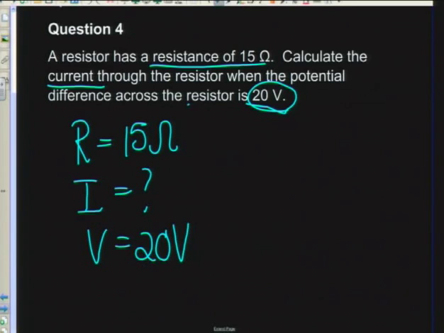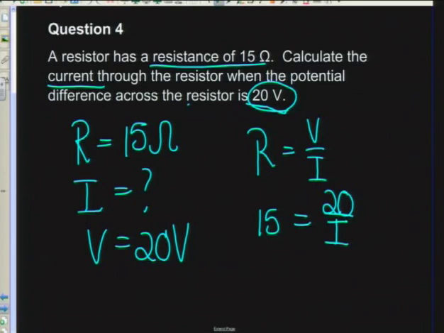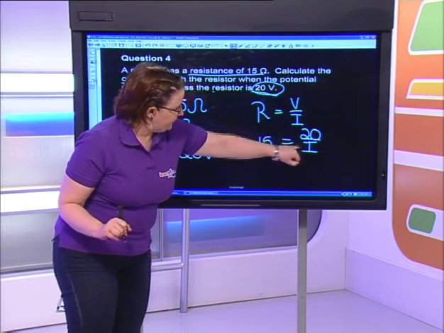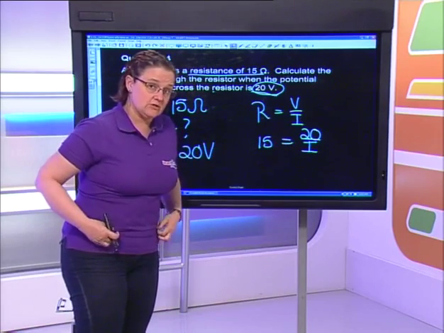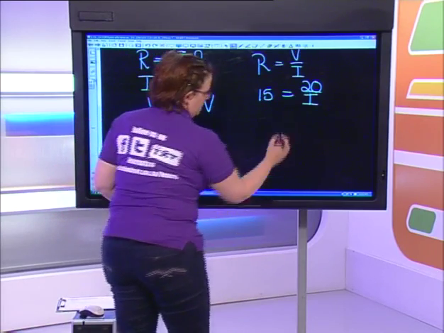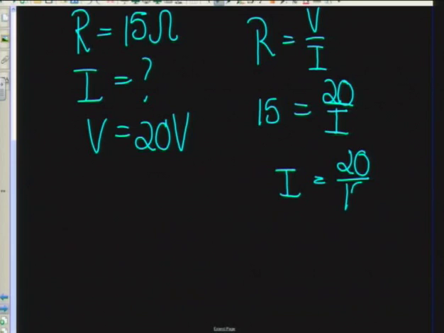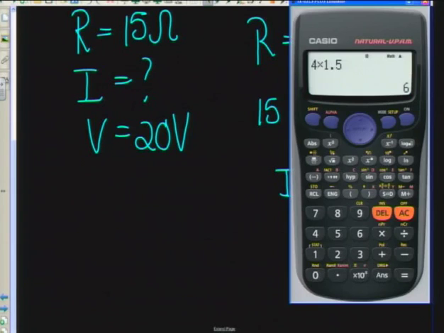Okay, so let's see. R equals V over I. We start with the equation. So we get 15, and we're going to have 20 divided by I. Now, this one's slightly different from the voltage one, because the 15 and the 20 are going to swap places, because I is at the bottom of a fraction. So I is 20 divided by 15, and this is actually a very typical type of answer.